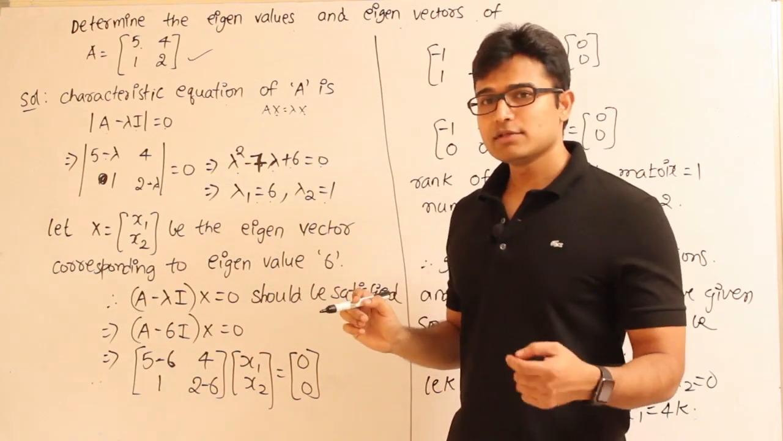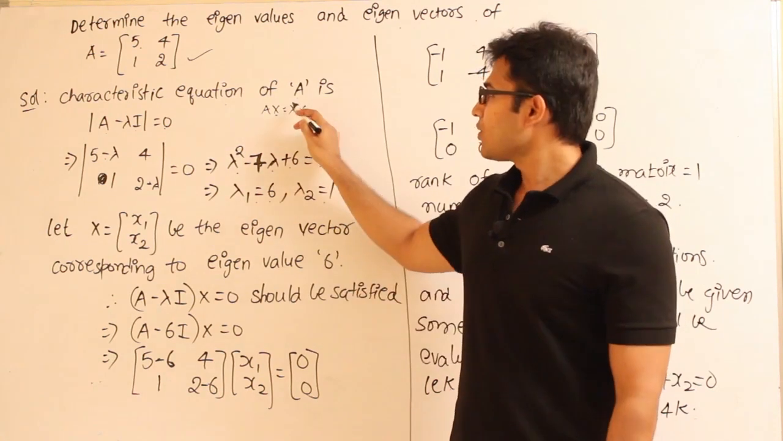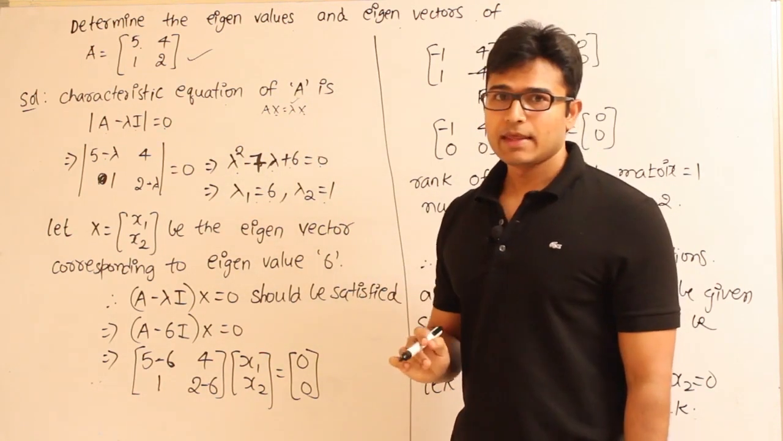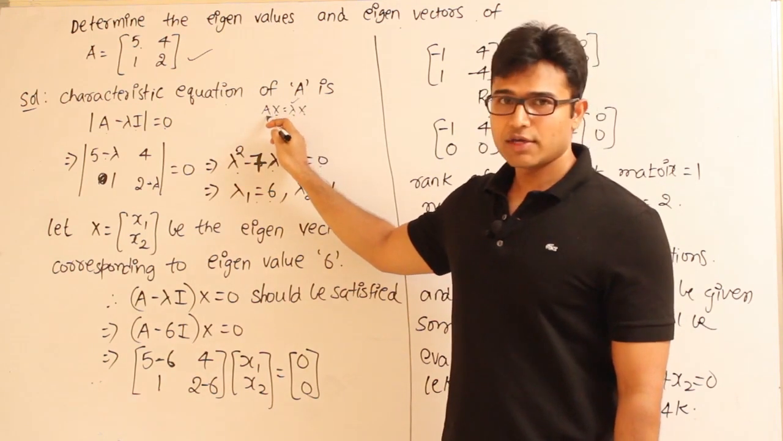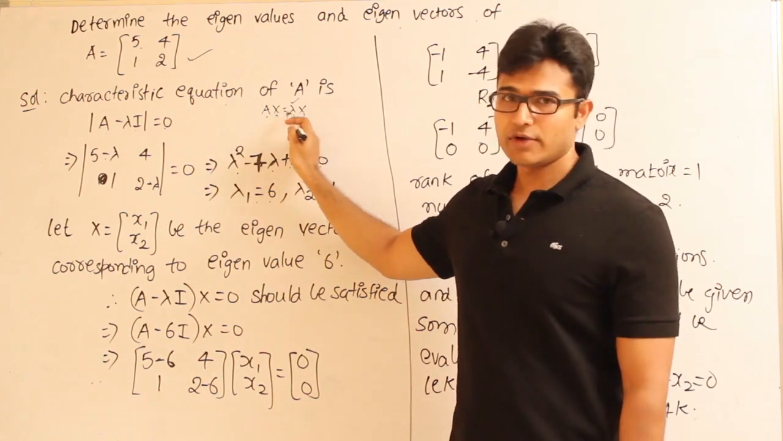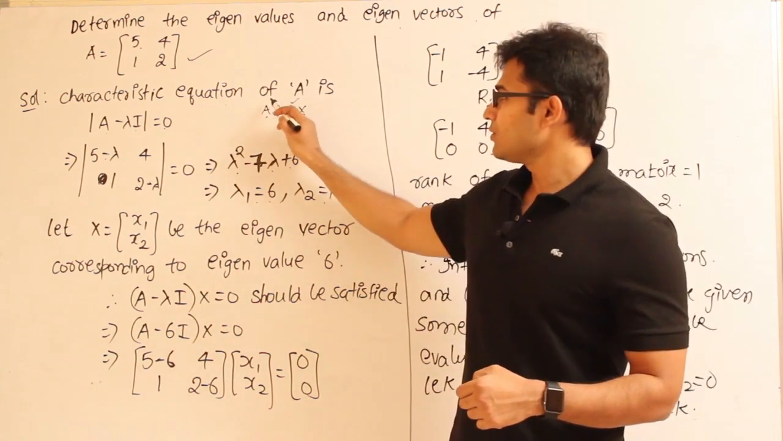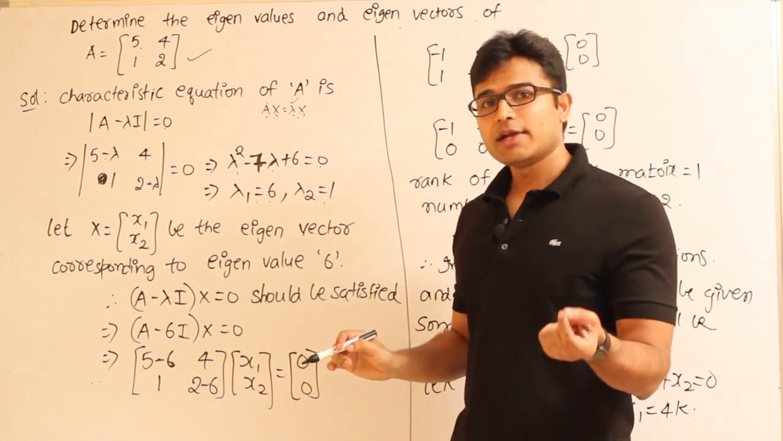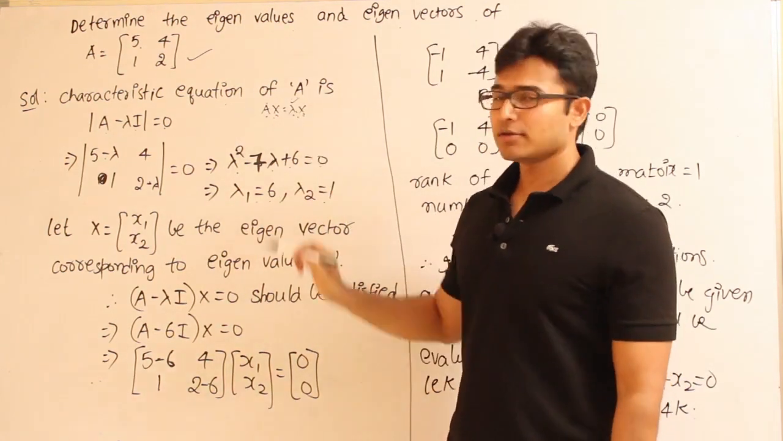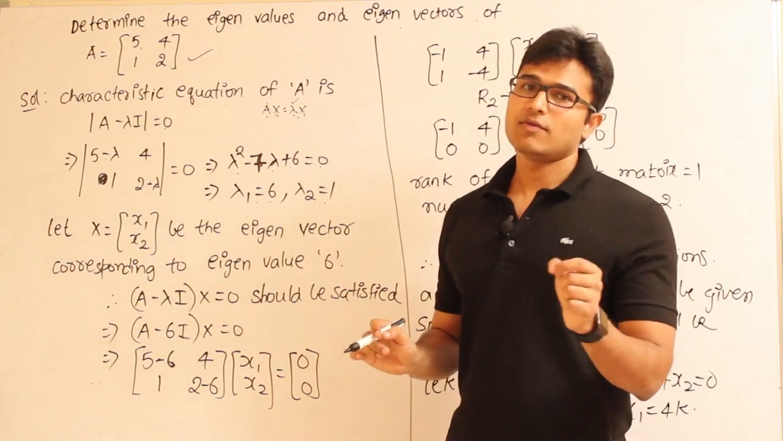Now since we found the value of lambda, you can substitute the value of lambda and the value of A and find the value of x. Got it? What am I trying to do? We know the value of A and we found the values of lambda. Now you take one of the values of lambda and substitute here. Therefore, for that corresponding value of lambda, you can find the value of x.